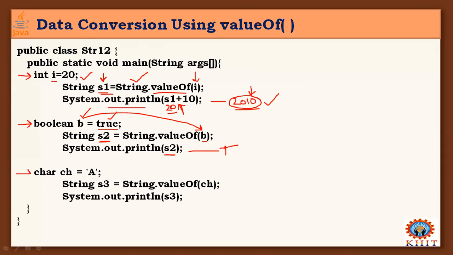And another variable of type character, ch, having one character value, uppercase A. This is passed as a parameter to this valueOf method by calling like this, and it is initialized to S3. So it gives simply the string A now. Now A is not a character, it is a string now, right? It is also a string. Okay, and we will see this execution part, taking this one.